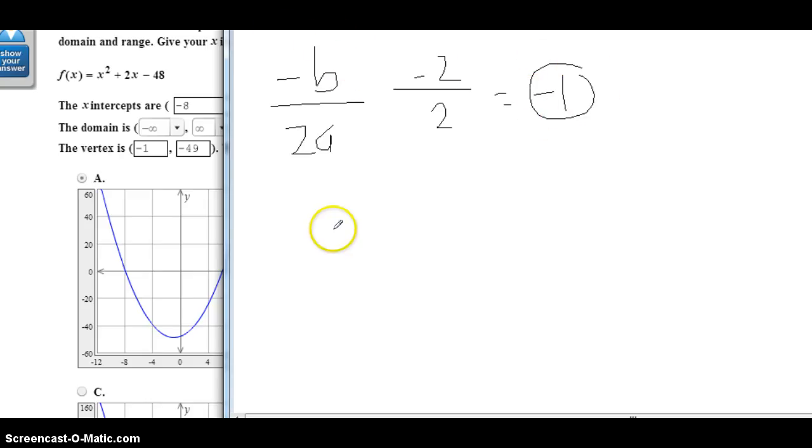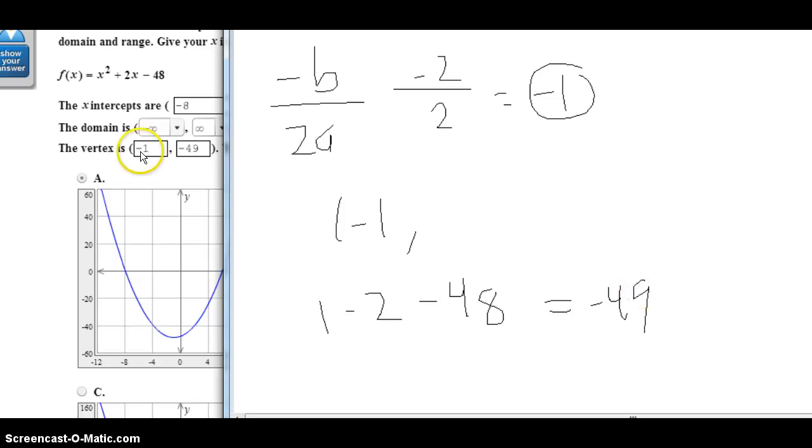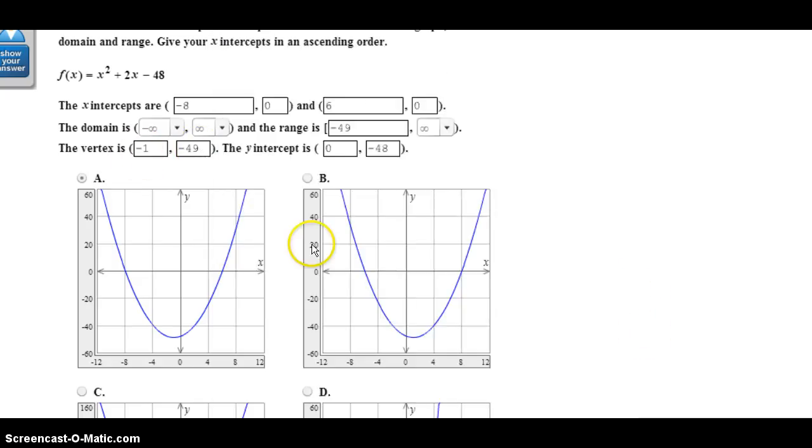So this formula always gives you the x coordinate of the vertex, and then you just need to plug it in to see what the y would be. So negative 1 squared would be 1, plus 2 times negative 1, minus 48. So you get negative 49, and that's where you get the vertex coordinate. And the graph goes from the vertex all the way up and continues up forever. So the range then would be negative 49 all the way up to infinity.